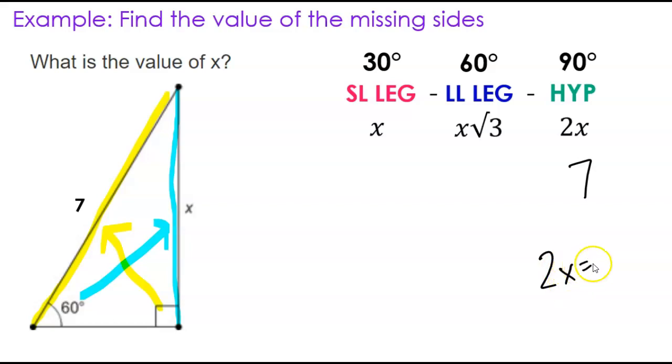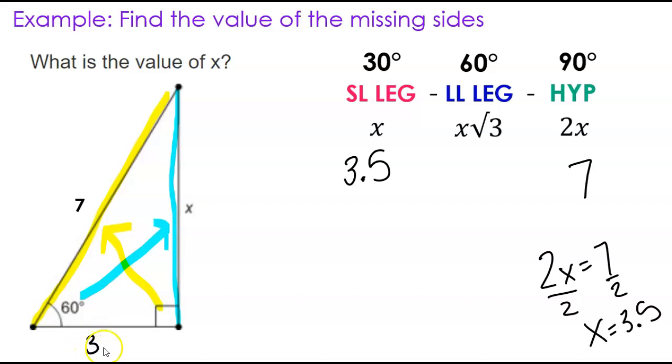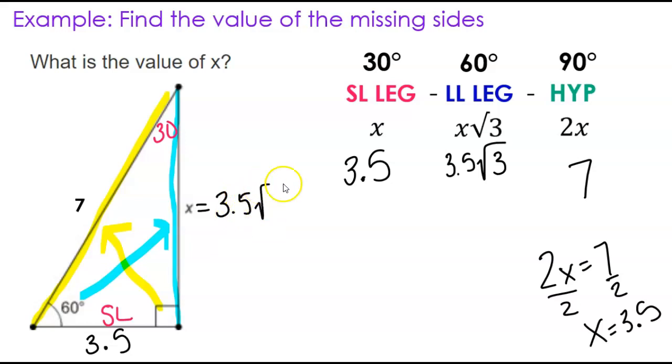So we have 2x is equal to 7. If we divide by 2, x is equal to 3.5. So now everywhere I see an x, I'm going to put a 3.5. So the short leg will be 3.5. That is this piece right here. Remember, this is the short leg because it is opposite the 30 degrees. For the long leg, I have 3.5 times the square root of 3. So this piece right here is 3.5 times the square root of 3.